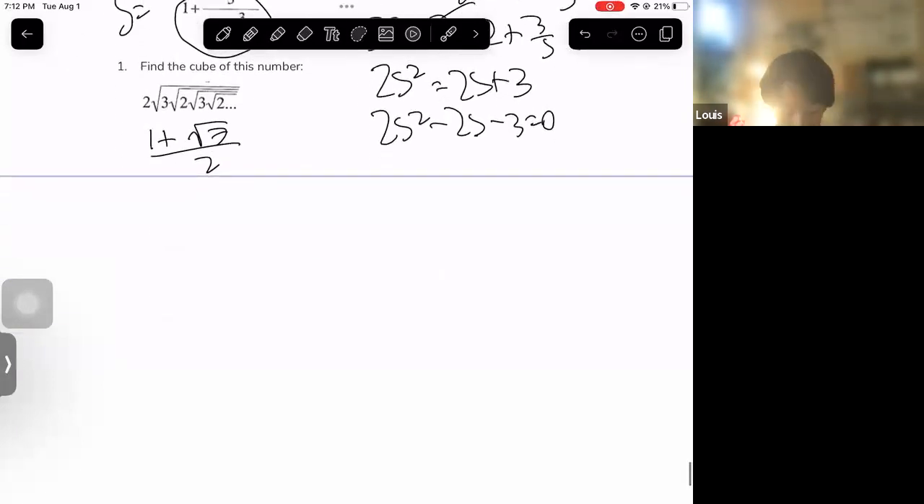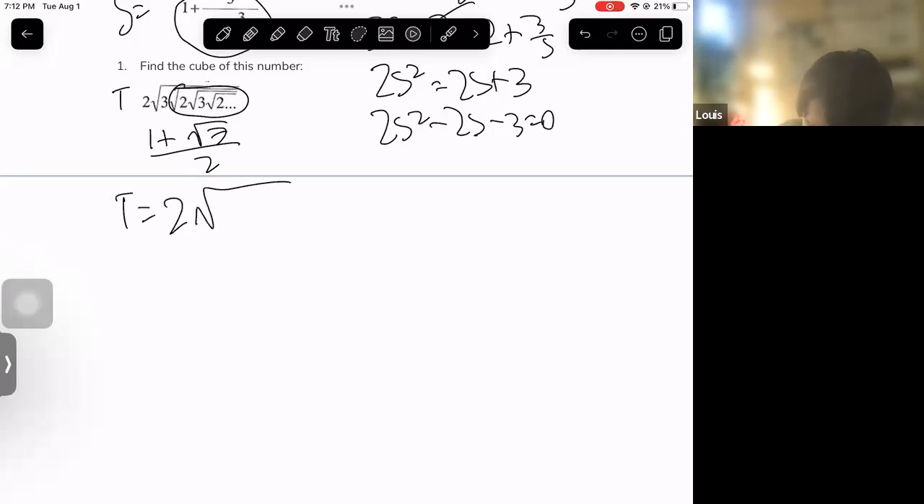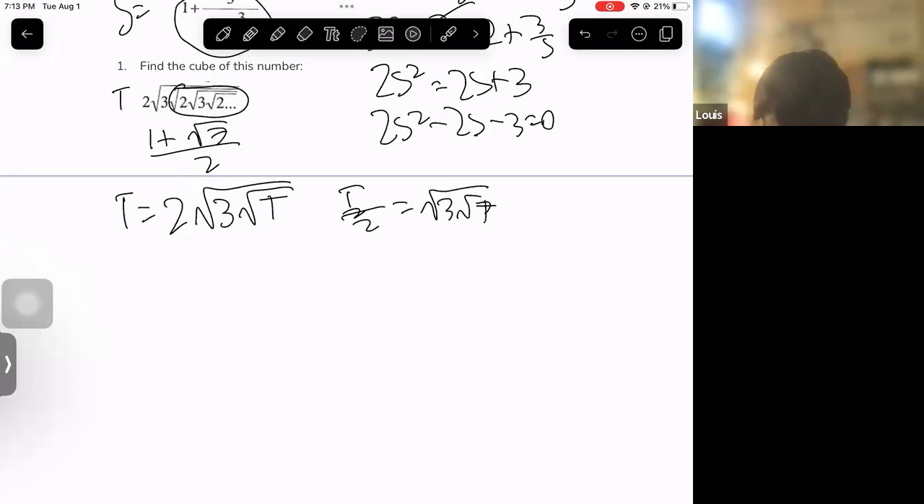And for the second one, we're asked to find the cube of this number. Suppose t equals this, then this is also t. So t equals 2 times the square root of 3 times the square root of t. So t over 2 equals square root of 3 root t. So t squared over 4 equals 3 root t.